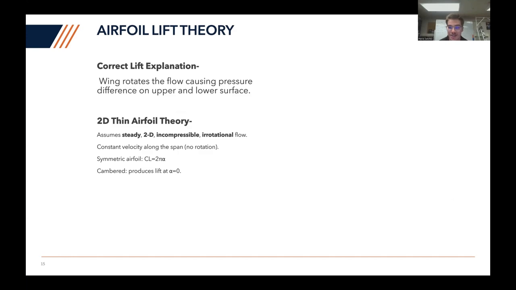There's constant velocity along the span, so no rotation. A symmetric airfoil has the coefficient of lift formula provided here. And it's important to note that cambered airfoils will produce lift at an alpha of 0, or angle of attack of 0.